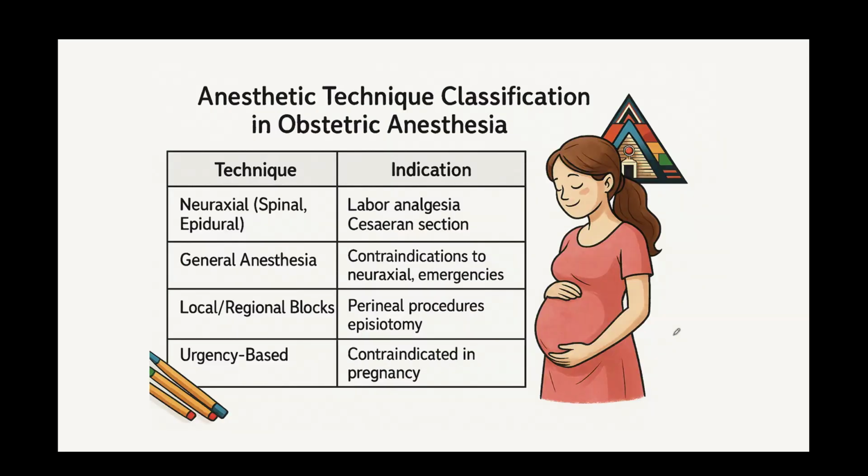The anesthetic technique also can give us another classification. For example, you have neuraxial, such as spinal, epidural, or combined. General anesthesia, for example, when there is a contraindication to neuraxial or there are emergencies, for example, high risk of aspiration. And we can use local or regional blocks, for example, for perineal procedures or physiotherapy. And we can also use the urgency-based classification.